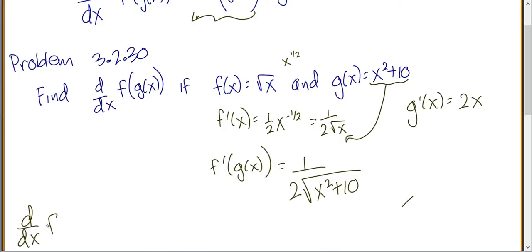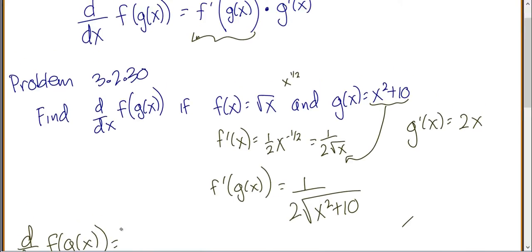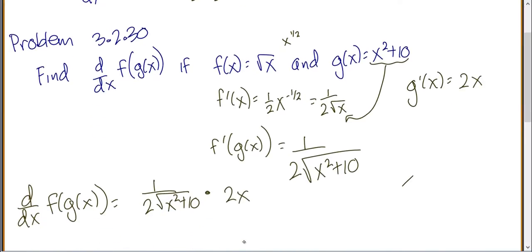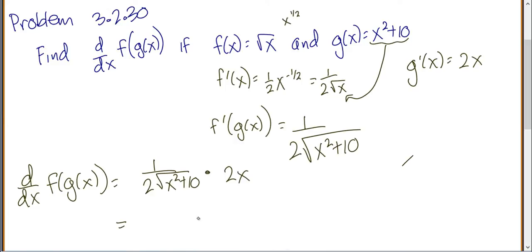So the derivative of f of g of x is going to be f prime evaluated at g of x. We found that. That's 1 over 2 square roots of x squared plus 10, times g prime of x, which is 2x. Let's see. So in this case, our 2's are going to cancel, so we'll have x over the square root of x squared plus 10.